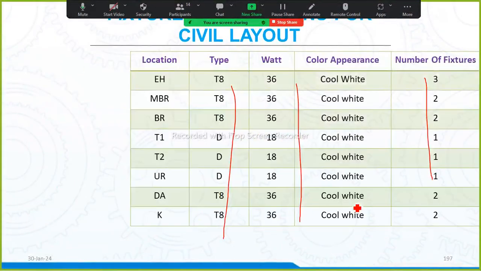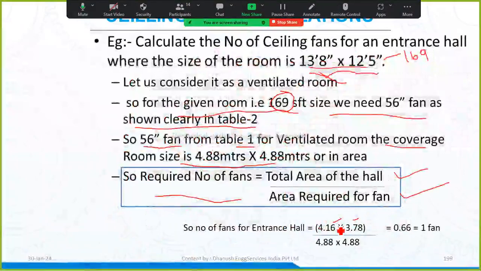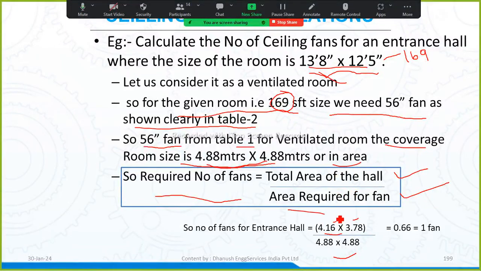4.1 into 3.78 in terms of meters, divided by the coverage area of a 156 inch fan in terms of meters, 4.88 by 4.8. Total area of the hall divided by the area required for one fan, or coverage area of one fan, that is we got 0.66. That is approximately equal to one fan. Am I clear? Any questions?